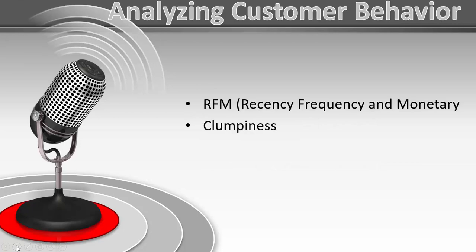We can also analyze our customer behavior, and for those of you that have taken a marketing course before, you'll recognize RFM, which is recency, frequency, and monetary value. Also, clumpiness is a huge topic these days, and if you are a Netflix binge watcher, then you are subject to the clumpiness that has fascinated marketing professors and academics recently.